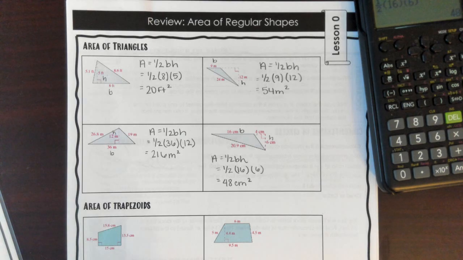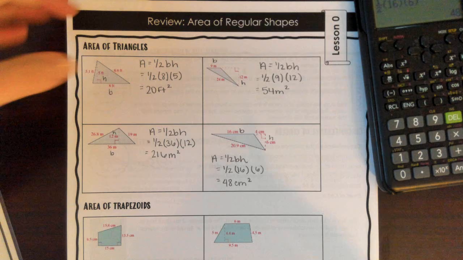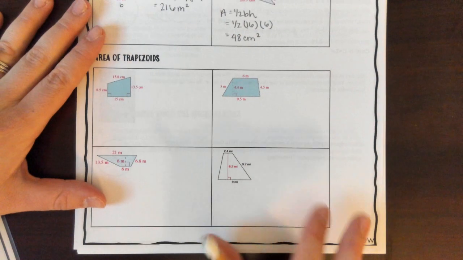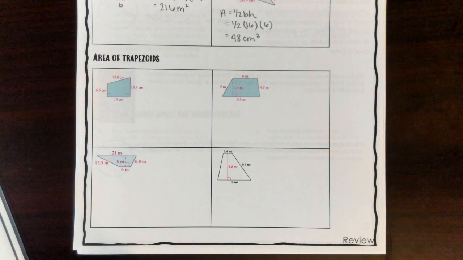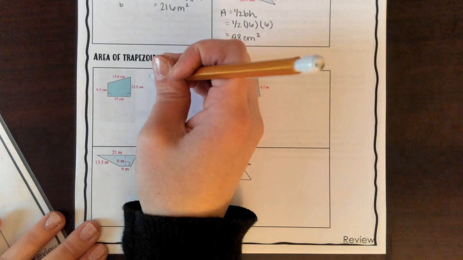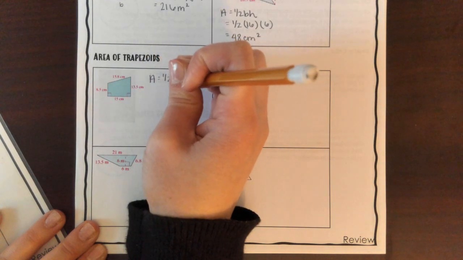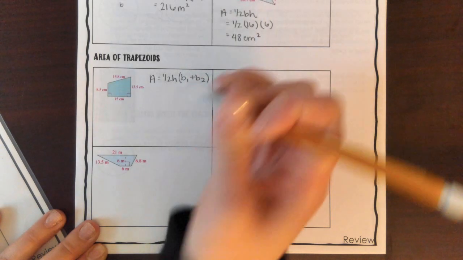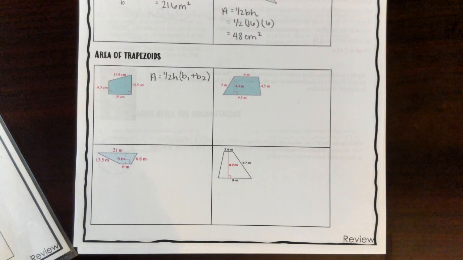Okay, when you have the triangles portion finished, go ahead and look at the bottom part, which is area of trapezoids. So we know from that first page that our formula is A equals 1/2 times your height times the quantity of base 1 plus base 2. So what we have to determine is where are our two bases.